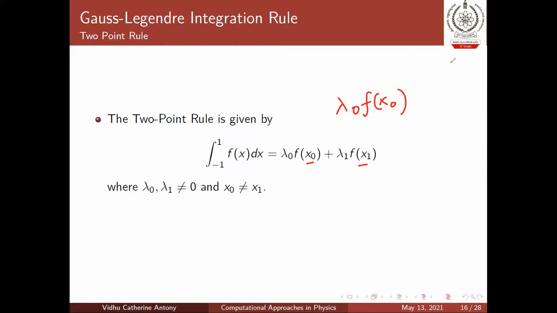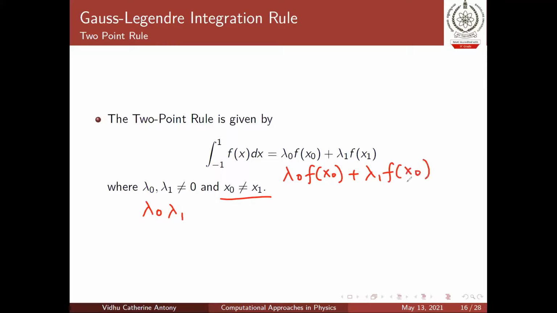Also, let me make that clear if you have any doubts: even if lambda naught and lambda 1 are equal, how does it reduce back to the 1-point rule? If you have lambda naught f of x naught plus lambda 1 f of x naught, you get lambda naught plus lambda 1 times f of x naught, and I could say that this is a new lambda naught prime times f of x naught. So we're back to our 1-point rule. I hope you get that idea.